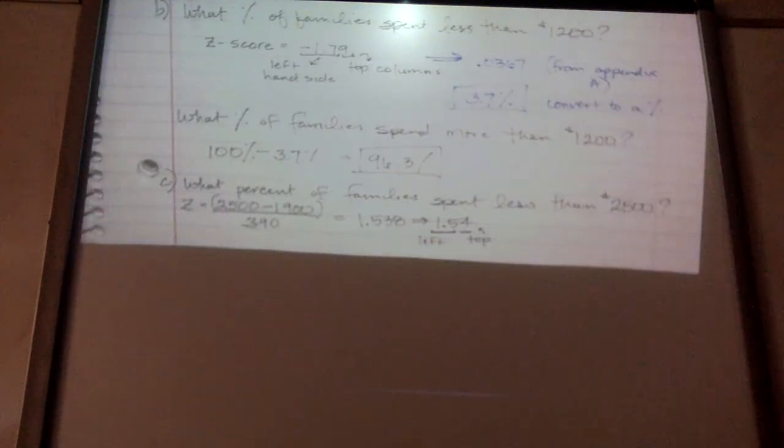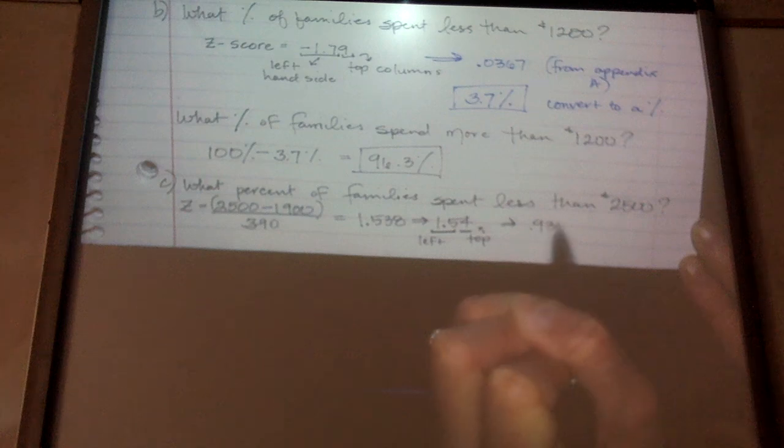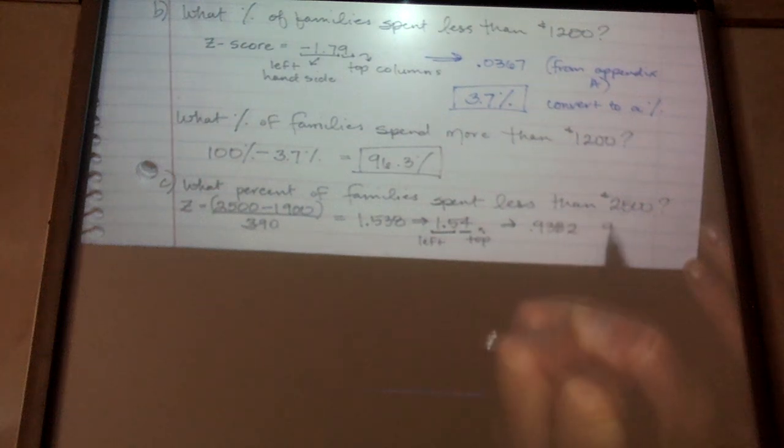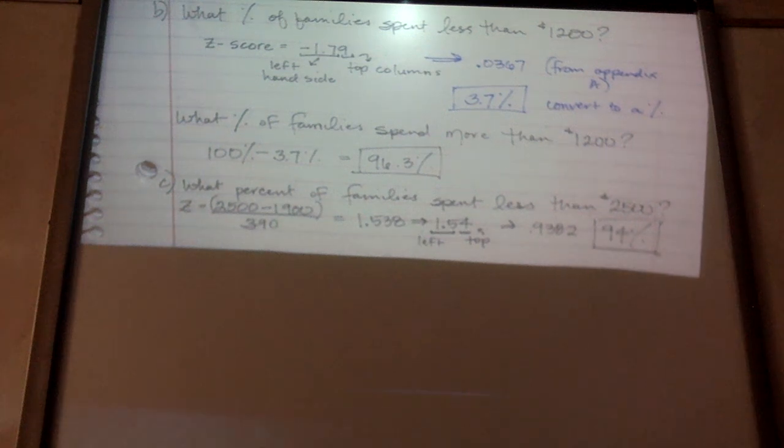There it is. So notice 0.04 is above me, and on the side is 1.5. So I'm looking at this square here, which is 0.9382. So I'm going to round it just to the nearest percent. 94% of people spent less than $2,500. So that pretty much sums up what we're going to do today.